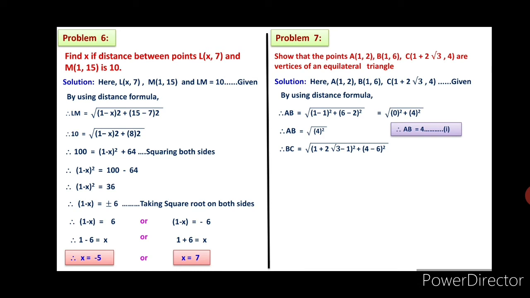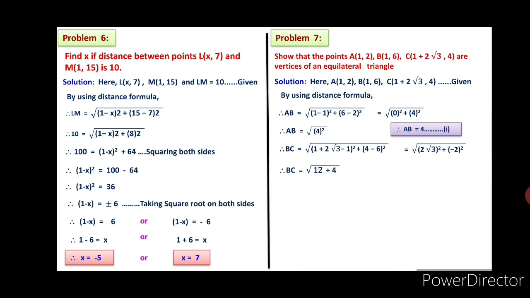raised to square plus bracket 4 minus 6 bracket raised to square. Therefore, you can write that is 1 plus 2 root 3 minus 1. Here you are getting only 2 root 3, minus 1 and plus 1 get cancelled. 2 root 3 bracket to square plus minus 2, 4 minus 6 is minus 2 square.